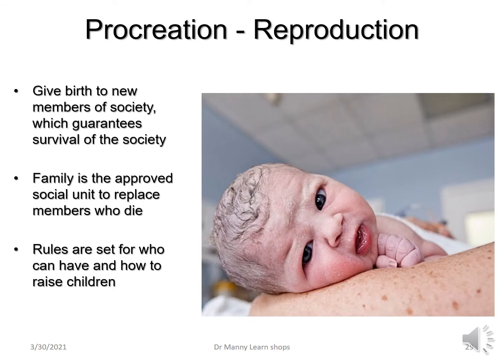You've got procreation and reproduction. This is where giving birth to new members of our society, which guarantees survival of that society. Family is the approved social unit to replace members who die. The new replace the old. And rules are set for who can have or how to raise children.